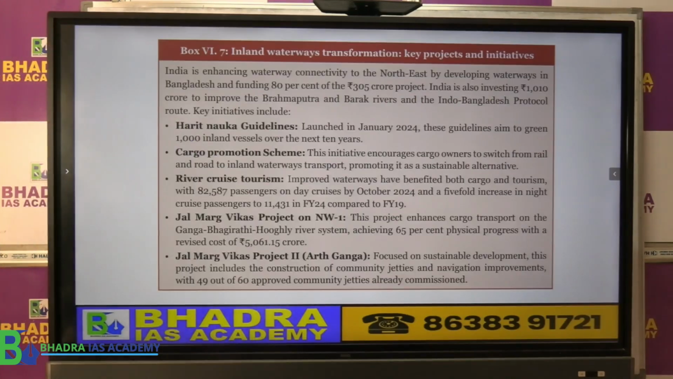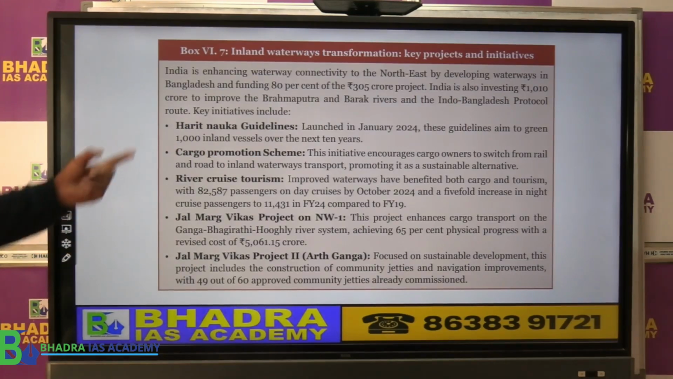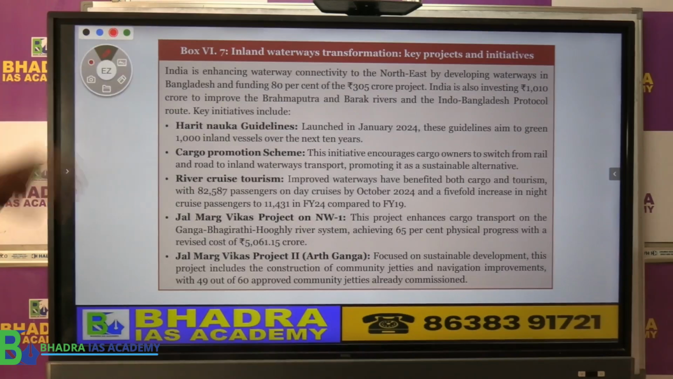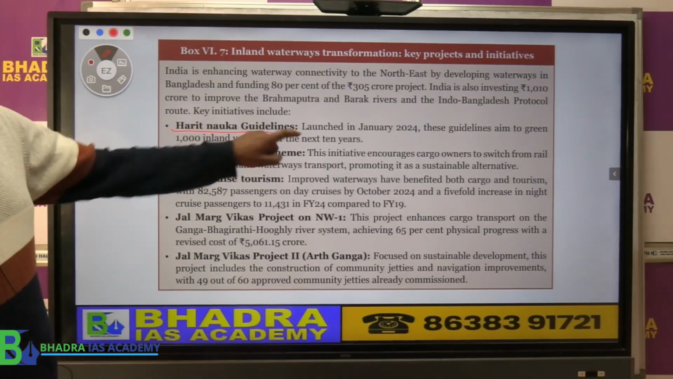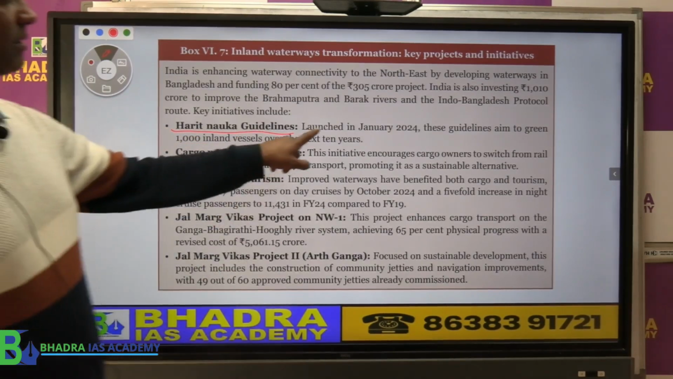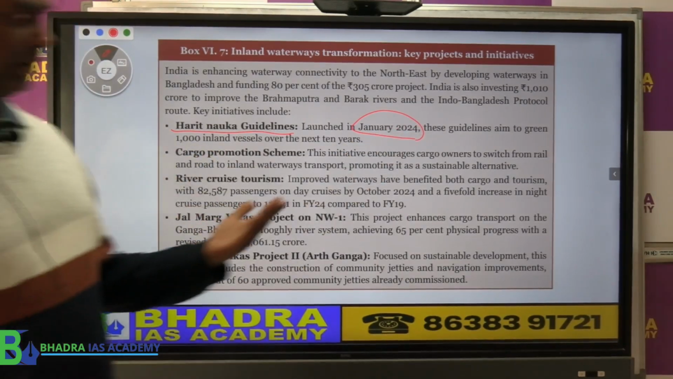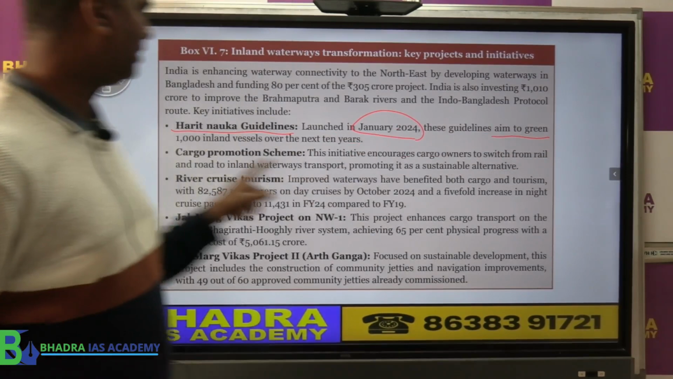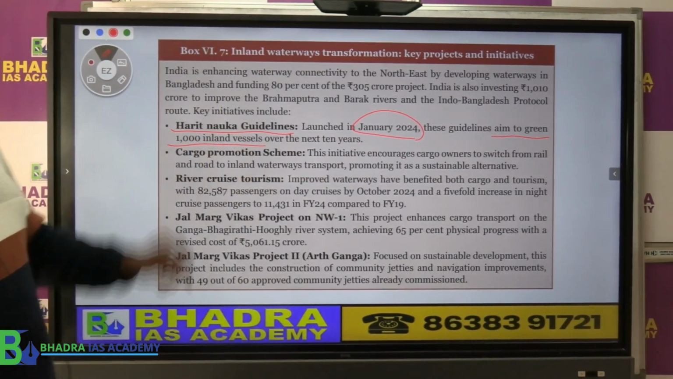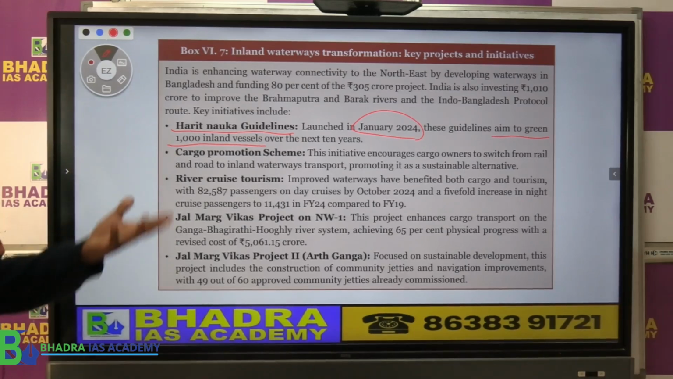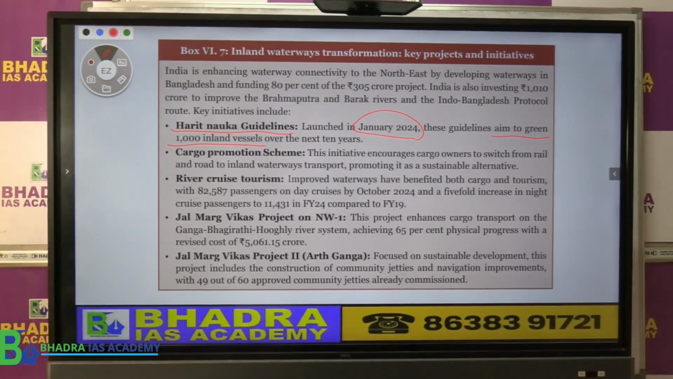Now, what are the main things the government announced for inland waterways transformation? What are the initiatives? They have highlighted some of them, so I kept this image as it is. If you look carefully, there are the Harit Nauka guidelines, which were launched last year in January 2024. Their main focus is to green 1000 inland vessels so that they don't pollute in cargo movement.